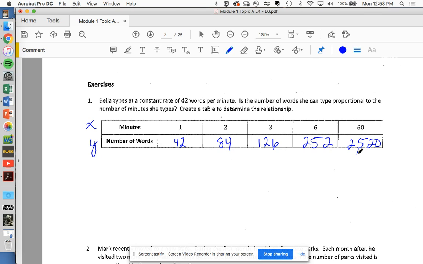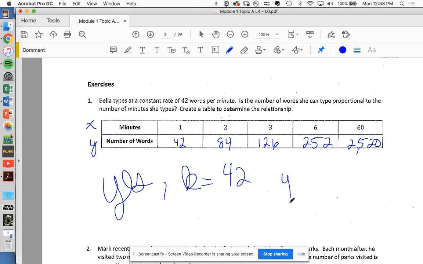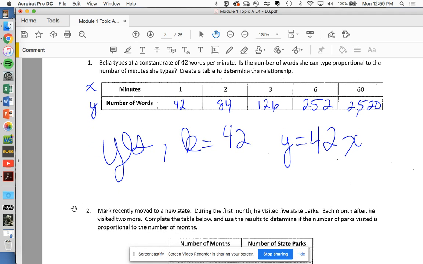Okay, now is this situation proportional? Yes. Our K equals what? 42. Our equation would be Y equals 42x. Or we could say the number of words you can type equals 42 times the number of minutes you typed. That make sense? Okay, so that's proportional. We've seen that before.